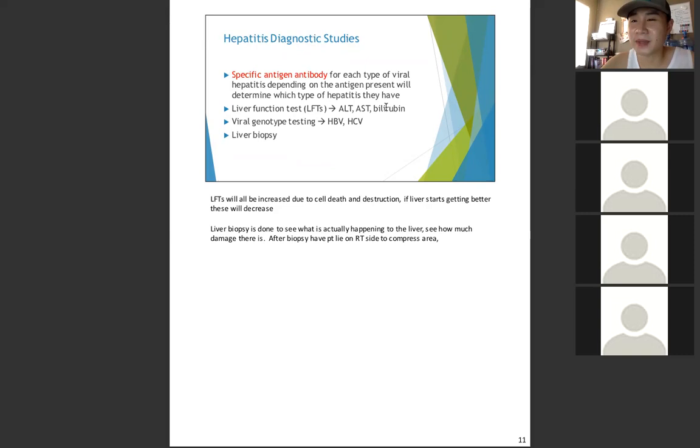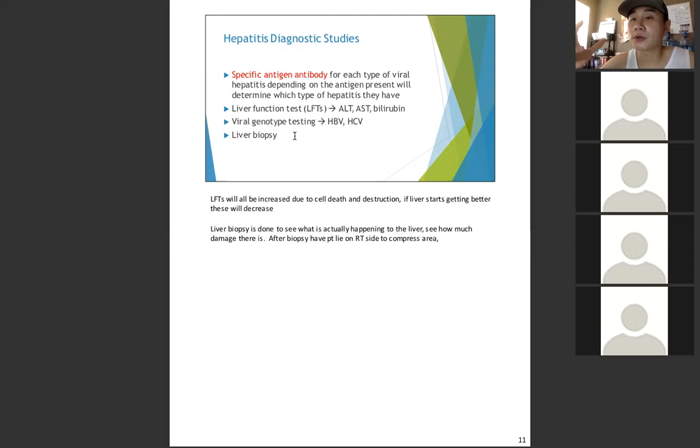Liver function tests, we can do liver function tests to look at the level of ALT, AST, and level of bilirubin. The higher the level of bilirubin, the worse the case is. Viral genotype testing includes HBV, HCV, and also liver biopsy. Liver biopsy is the best one to diagnose cirrhosis.